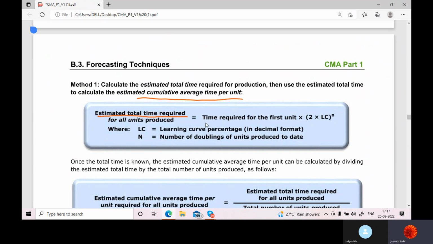So how will we make that? Time required for first unit into the number of doublings you are doing, into learning curve percentage, which will be given to you in the question. So, sorry, this is number of doublings of units produced to date. Okay, that means you will be doubling, you will be increasing it 2 times, you will be making it twice. So this is the formula we used to find out the estimated total time required for all units produced.